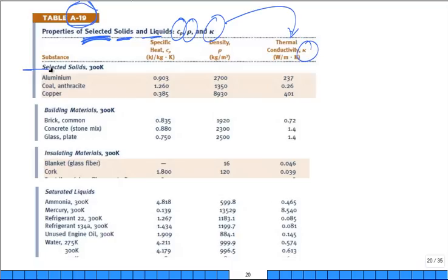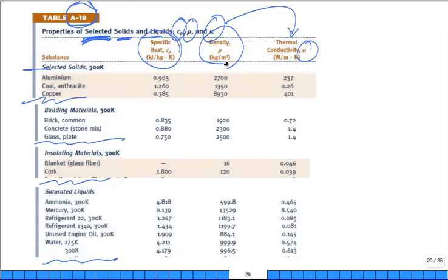So here are some selected solids, I truncated. Building materials, I truncated. Insulating materials, I truncated. Saturated liquids, I truncated. If they stay liquids and you don't have better tables for them, then you can use this table for specific heats. Specific heat, constant pressure. Notice the units, kilojoules per kilogram Kelvin. There's a mass density. Good.